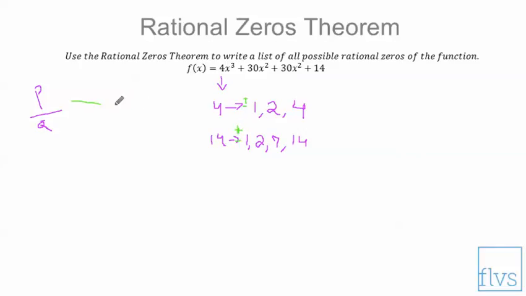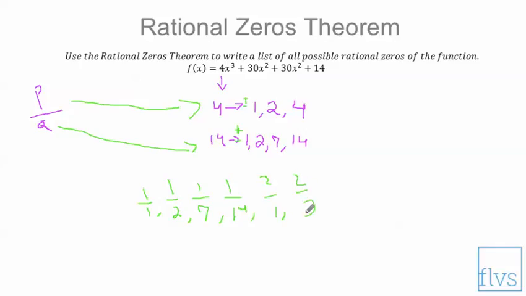So if I do P over Q, you've got 1 over 1, 1 over 2, 1 over 7, 1 over 14. You've got 2 over 1, 2 over 2, 2 over 7, and 2 over 14. Then lastly, you've got 4 over 1, 4 over 2, 4 over 7, and 4 over 14. And again, all of these, remember, are plus or minus.